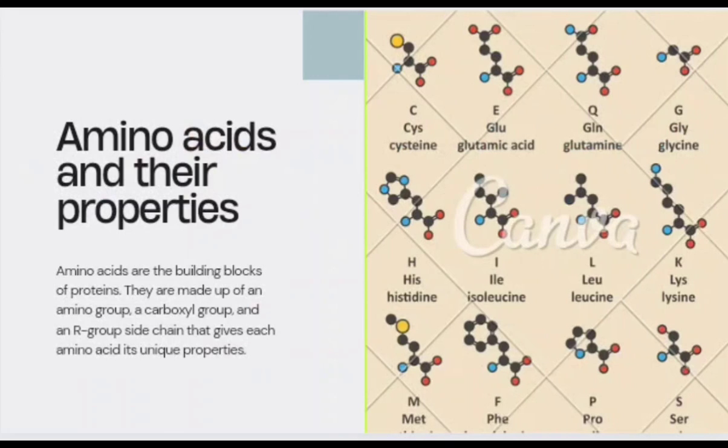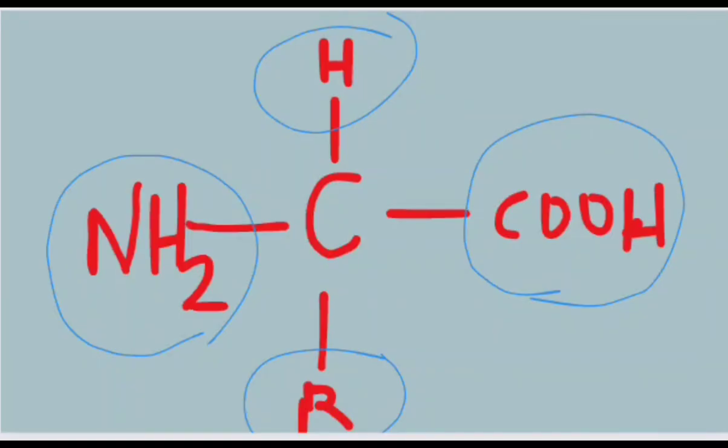Now see this. As I told you, the central carbon in an amino acid is surrounded by 4 different groups. These 4 different groups are amino group, carboxyl group, R group, and hydrogen. This is the structure of an amino acid surrounded by 4 different groups: a carboxyl acid on one side, amino group, R group, and hydrogen. So these are the 4 different components surrounding the central atom.